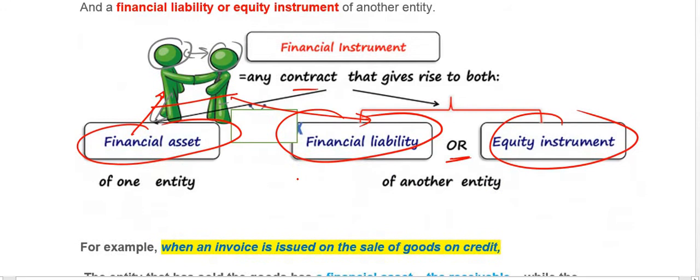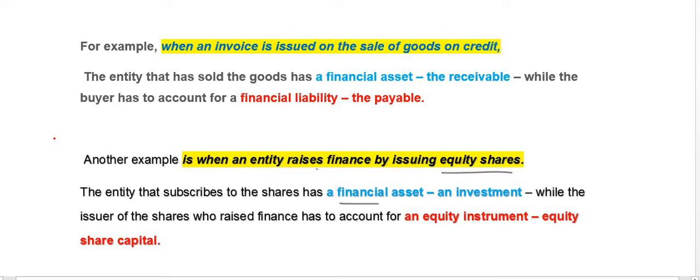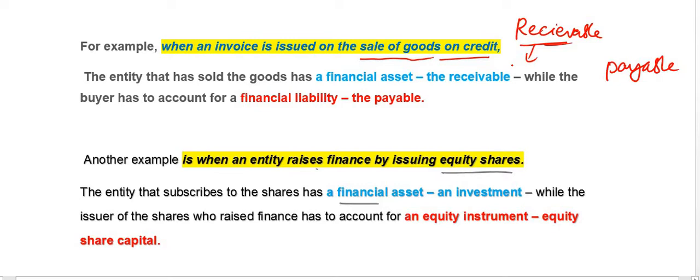First example: let's say you sold something on a credit basis. You have a sale of goods on credit. So you will receive the money in the future, and that will create a receivable. The person who purchased the goods from you has to pay you in the future, so they create a payable. This receivable is a financial asset, and this payable is a financial liability, and this is a contract. When you create an invoice, this invoice will give rise to two things: one is a financial asset and the other is a financial liability.